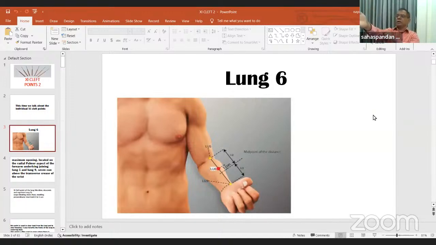So when you connect LU5 to LU9, you draw a line, and the point is 7 tune above the transverse crease of the wrist, on the line joining LU9 to LU5. So this is the exact location. You can see the image here.